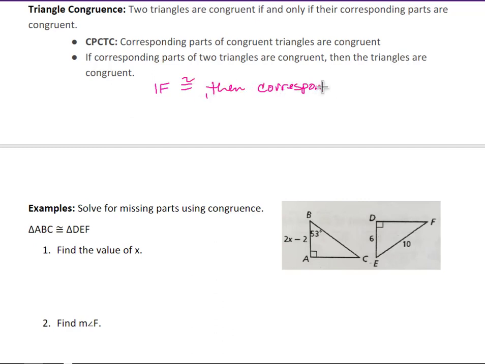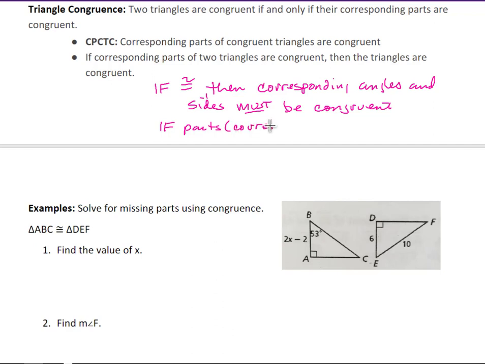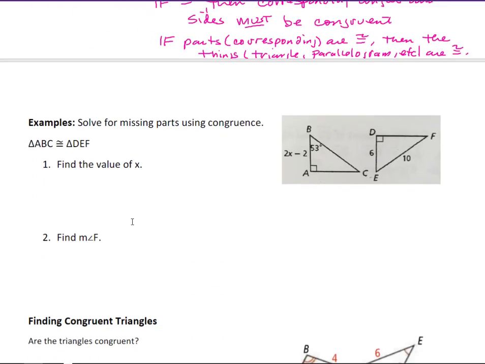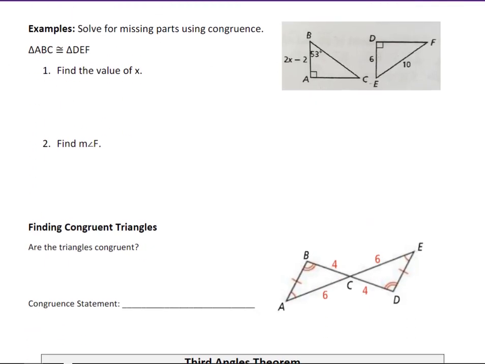So if triangles are congruent or shapes are congruent, then corresponding angles and corresponding sides must also be congruent. And if you can show that corresponding angles and sides are congruent, then it must be that those shapes, triangles, parallelograms, or whatever, must be congruent. So this works both ways. If the parts are congruent, the things are congruent. If the things are congruent, then the parts are congruent. CPCTC. Corresponding parts are congruent, triangles are congruent.